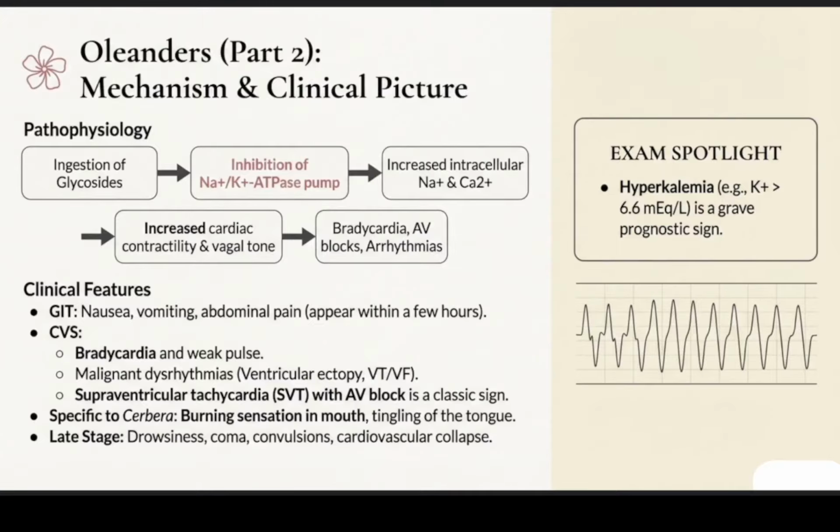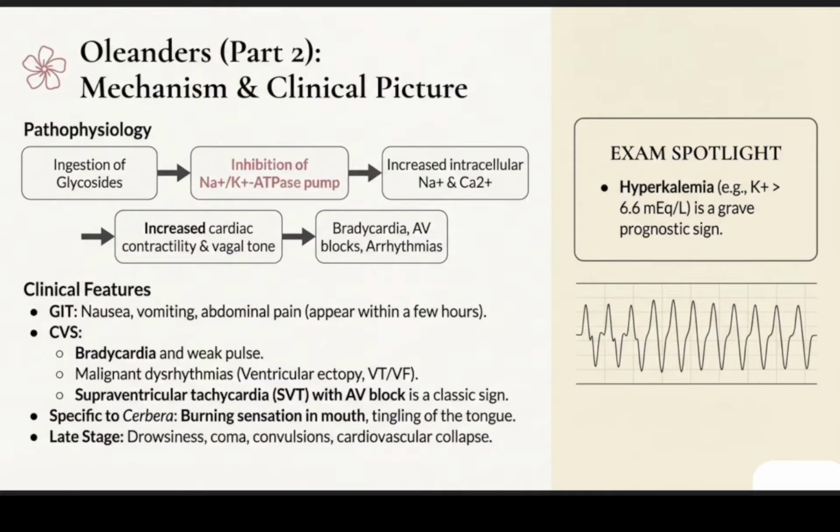Malignant dysrhythmias, wherein ventricular ectopy is going to be there, then supraventricular tachycardia with AV block. This is a very classic sign of oleander poisoning. And remember, specific to Cerbera, there is a burning sensation and tingling of the mouth. In the late stages of oleander poisoning, there is drowsiness, coma, convulsion and cardiovascular collapse. And remember, hyperkalemia is going to be there, and that is a grave prognostic sign, which is more than 6.6 milliequivalents per liter.